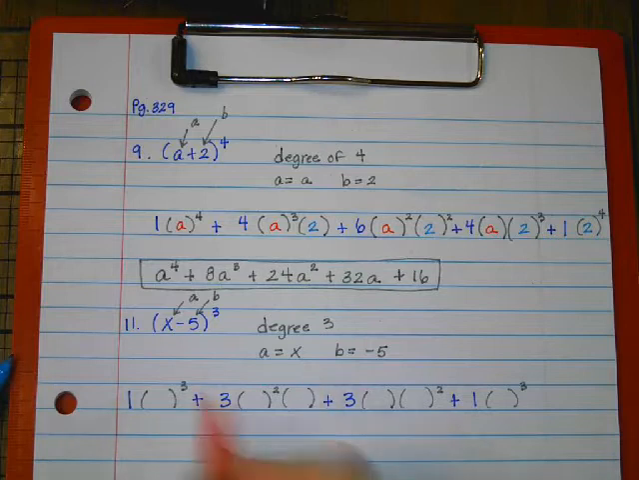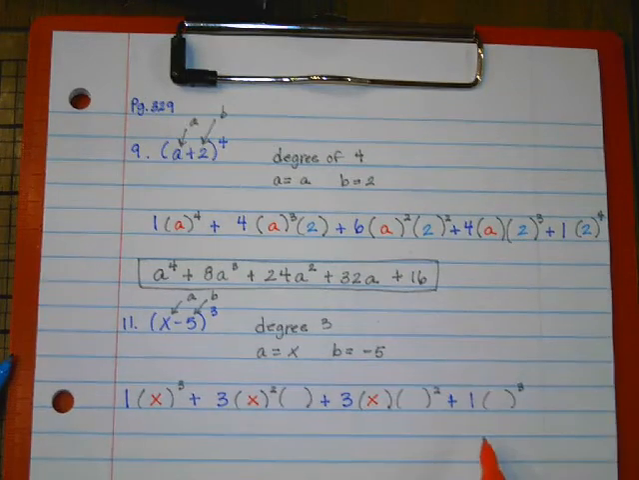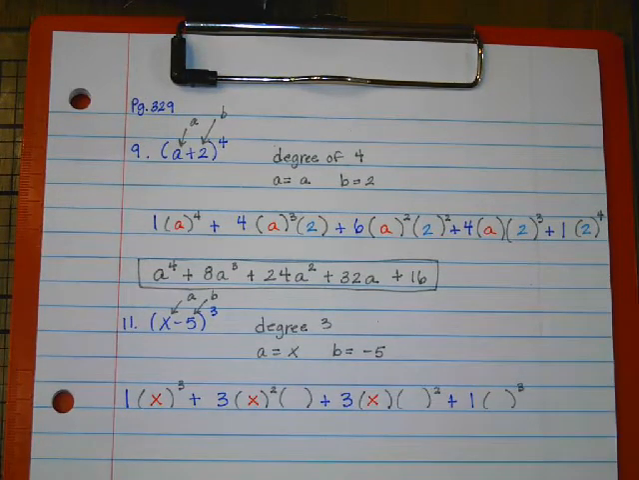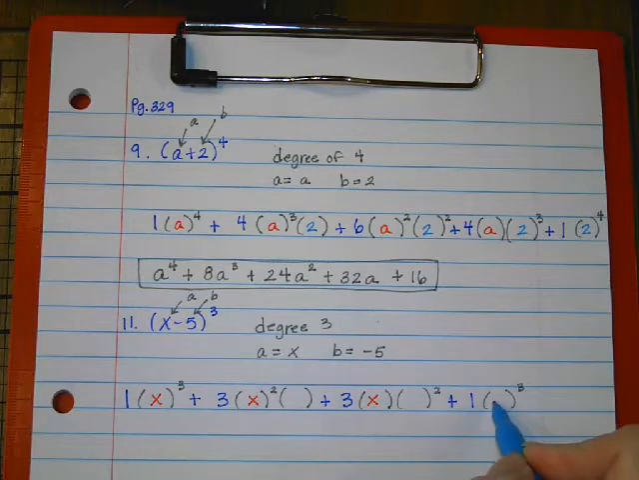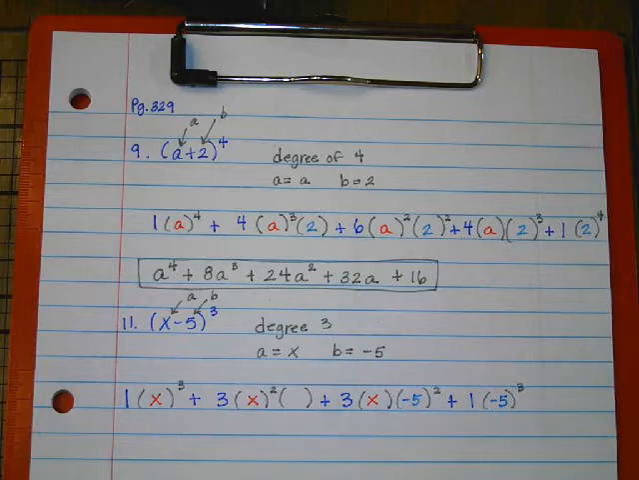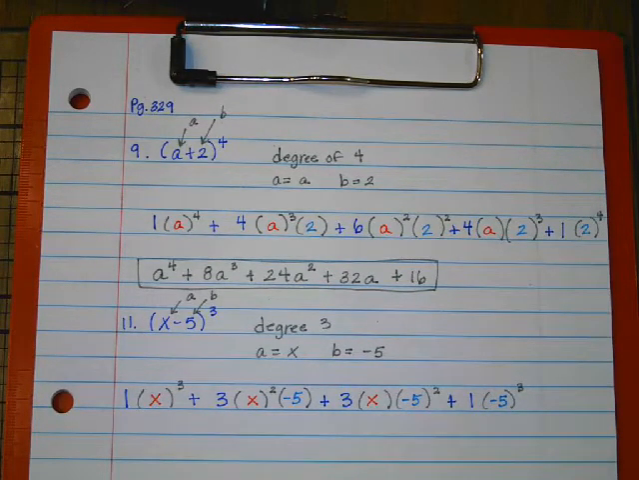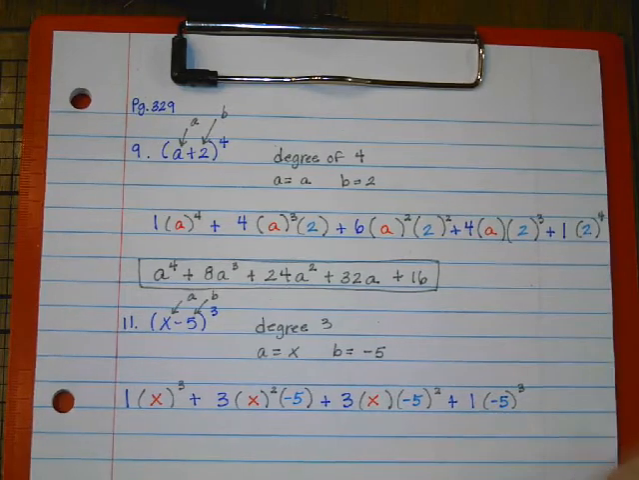My a value is x, so a to the third, x to the second, x to the first, no x. Going to pick up my b value, which is negative 5. Negative 5 to the third power, negative 5 to the second power, negative 5 to the first power, and no negative 5. Alright, so this is where your calculators will come into play.